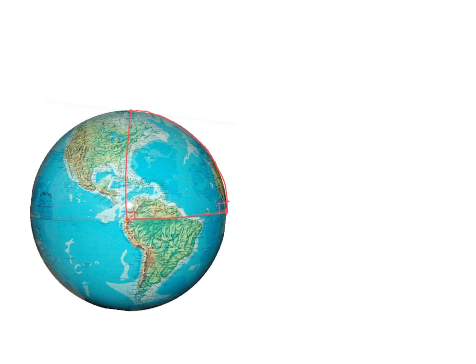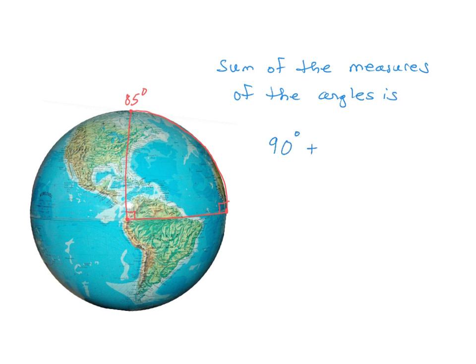I figured out that this angle was roughly 85 degrees. So in this triangle, drawn on a sphere, what is the sum of the measures of these angles? So the sum of the measures of the angles is 90 plus 90 degrees for the two right angles plus 85 degrees, and the sum of that is 265 degrees. That is greater than 180 degrees. So a triangle drawn on a flat Euclidean surface, the sum of the measures of the angles must be 180 degrees. But on other surfaces, like spheres, that is not necessarily true.